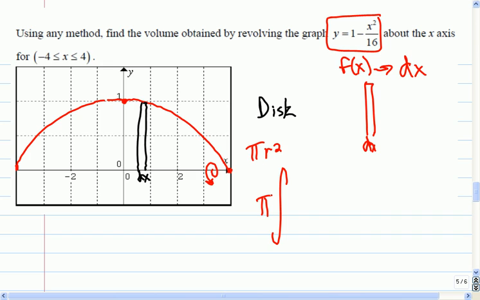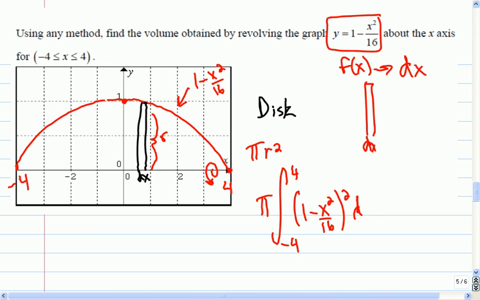The bounds here go from -4 to 4, of the radius squared. So this is the radius. When I rotate it, this piece here is the radius. It's on the graph, 1 minus x squared over 16. So 1 minus x squared over 16 would be the integral that would get us this area. Okay. Any questions about how we picked that or how it came out?